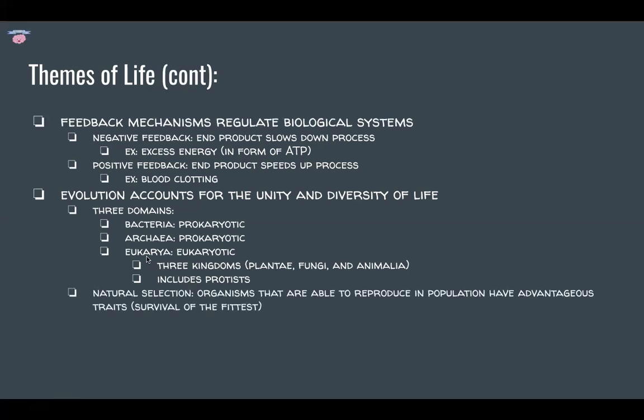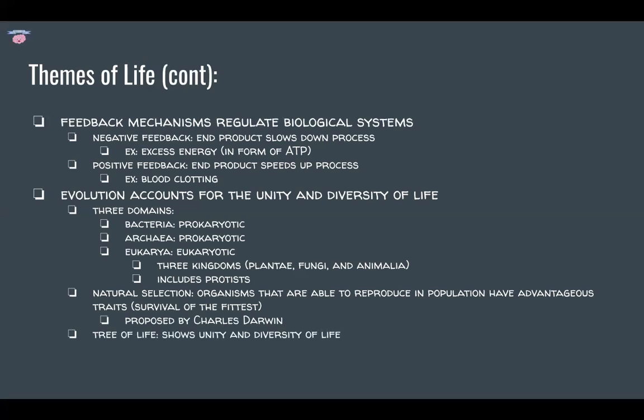Next, we'll be talking about natural selection, which is a main theme in evolution. It says that organisms that are able to reproduce in a population have advantageous traits. In simpler words, it's survival of the fittest. If one bear has a better trait than another, it'll be more likely to reproduce. This was proposed by Charles Darwin, who was an evolution specialist. You may have heard of him.